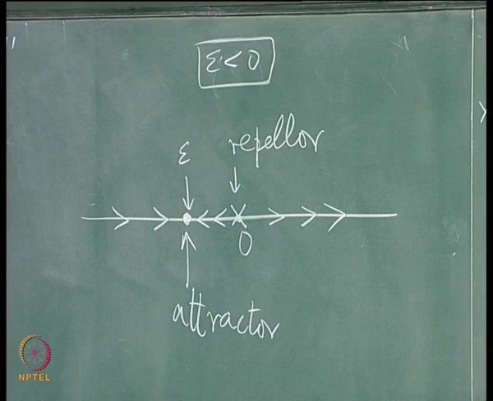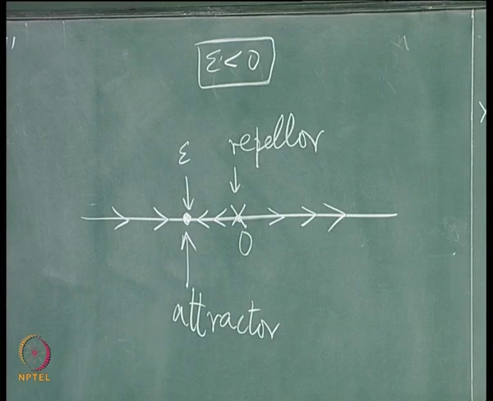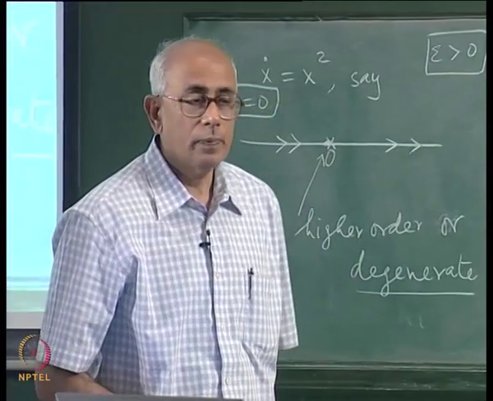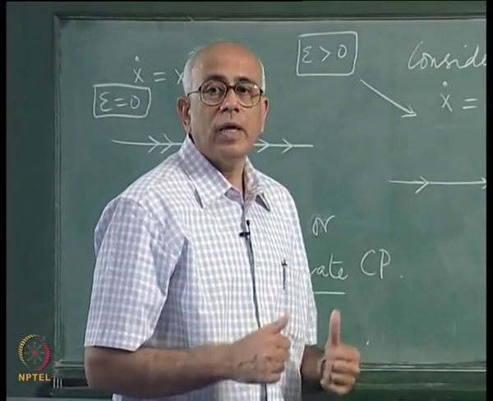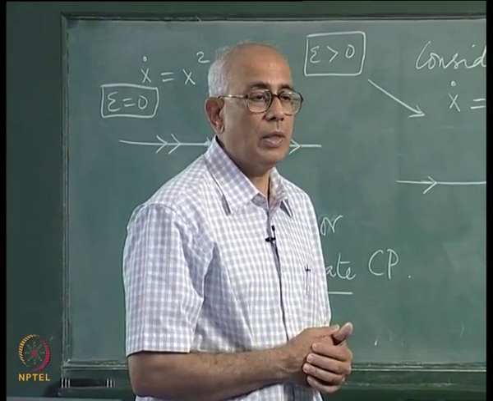So it is evident from this simple example that at epsilon equal to 0 the system's behavior changes qualitatively. It changes from a situation where epsilon was the repeller and 0 was the attractor to the opposite situation where 0 is the repeller and epsilon is the attractor. There is a qualitative change in behavior across this point epsilon equal to 0. In other words, a bifurcation of the system happens at parameter value epsilon equal to 0.